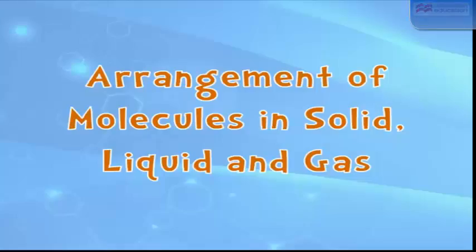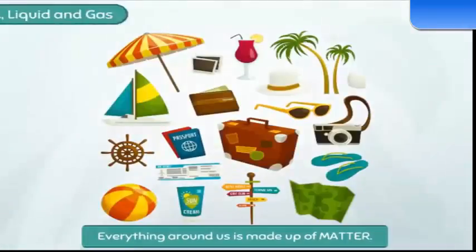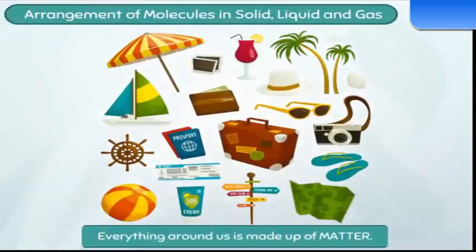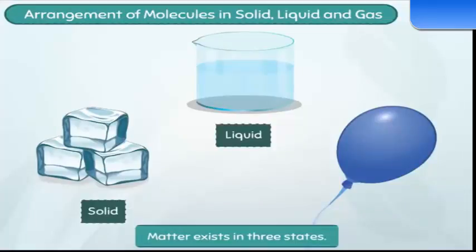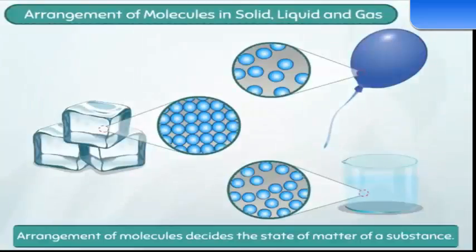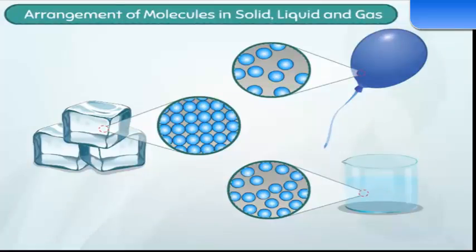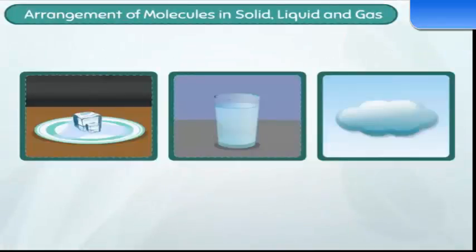Hello students, today we will see arrangement of molecules in solid, liquid and gases, and adhesive and cohesive forces. We know that states of matter are three: solid, liquid and gases. So we will take a general example which will include all three states of matter: the first one is ice, the second one is water and the third one is water vapor. We'll see in more detail the arrangement of molecules in all these three states.